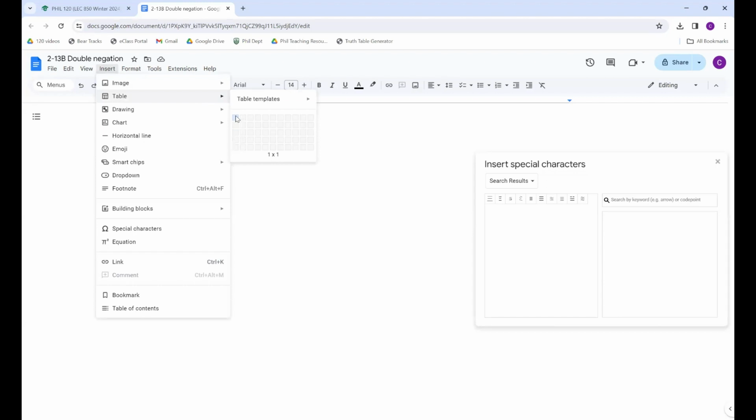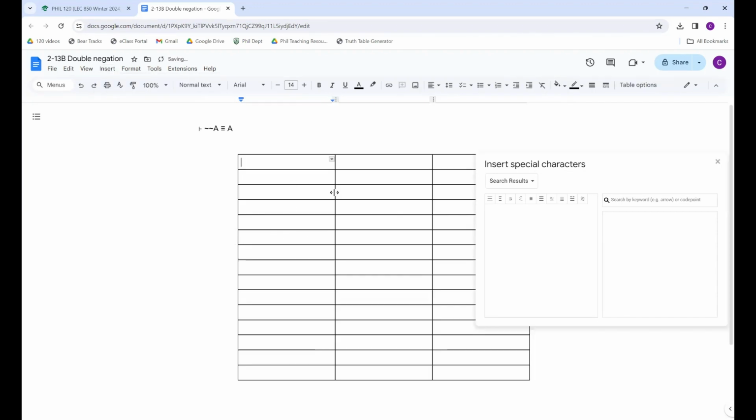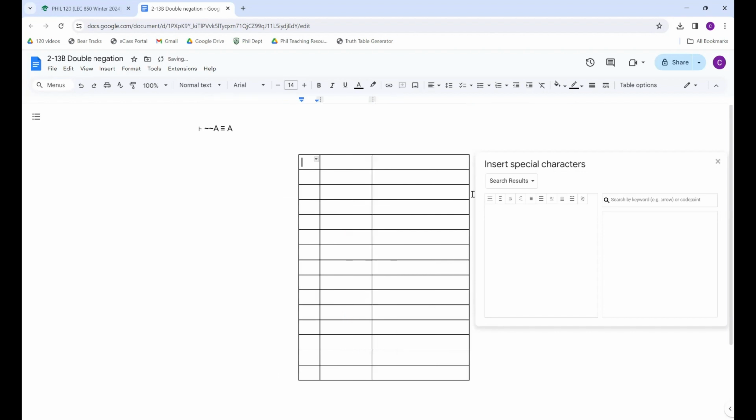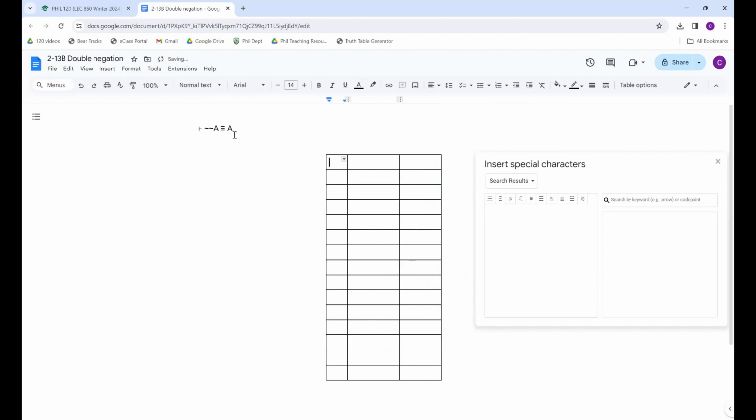we will have a table and let's say 15 lines, just to make sure we have enough. All right. Now we're proving a theorem again, so we have no assumptions to start with. So we're going to enter this in at the bottom. So this is our goal sentence.